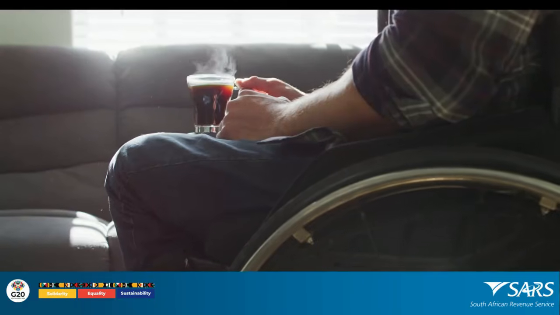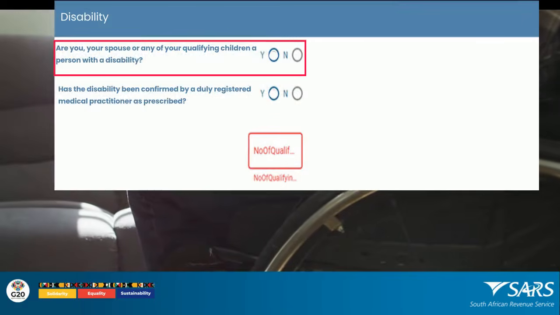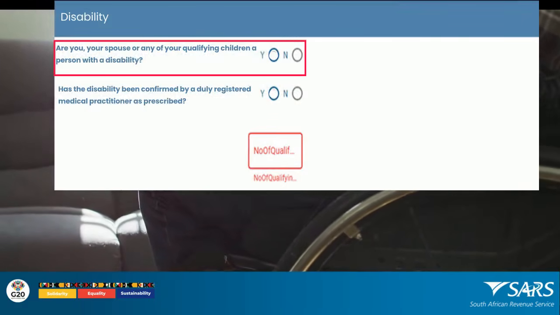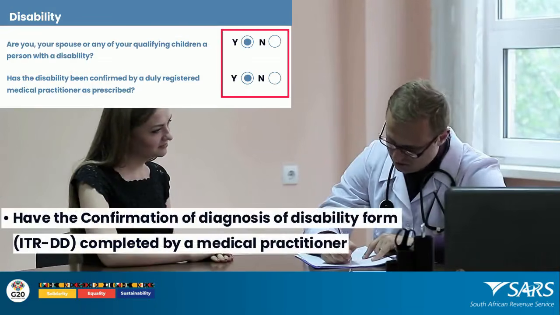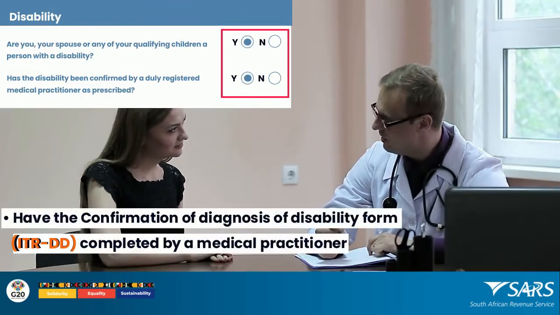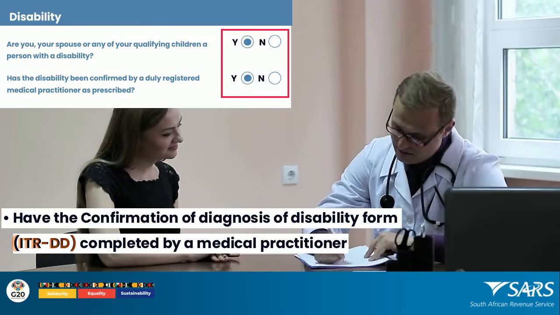In the next part of the Wizard questionnaire, you need to indicate if you, your spouse, or any of your qualifying children have a disability, yes or no. If you select yes, ensure that the prescribed confirmation of diagnosis of disability form, ITRDD, has been completed and stamped by a duly registered medical practitioner.